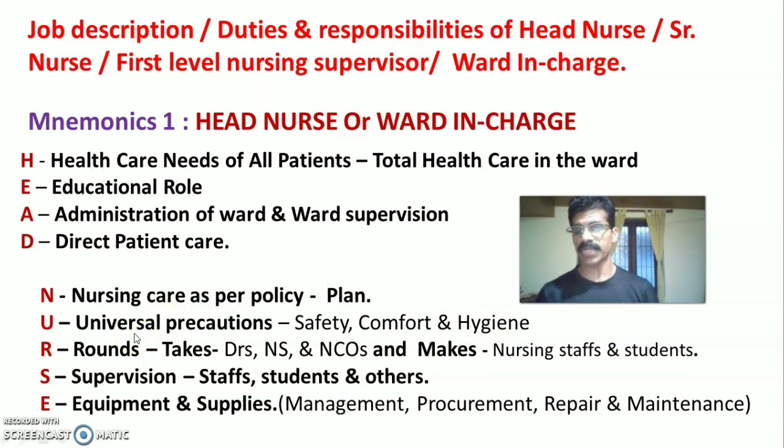U stands for universal precautions. Then R stands for rounds. She has to take the rounds and she has to make the rounds. Taking rounds from the doctors, different doctors, that is general round and special round. Then takes rounds along with the nursing superintendent. Then takes round with the nursing care officers. If there are nursing care officers in the hospital, she has to go along with the nursing care officers round. Then she also makes the round along with the nursing staff in her department and along with the students who are present in that particular ward or the unit.